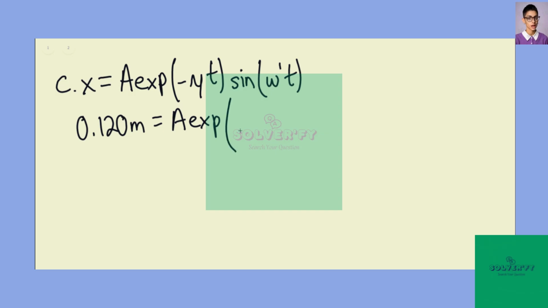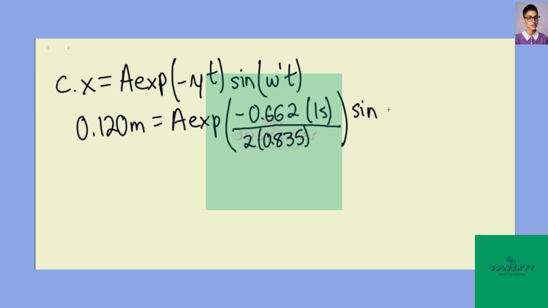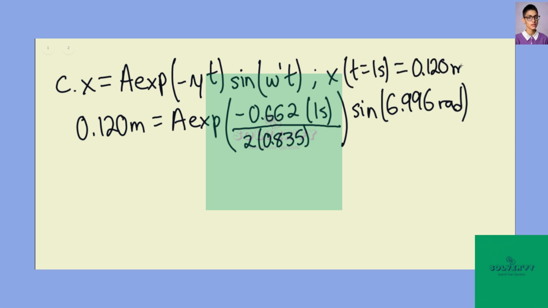times exp, or the exponential function, of negative 0.662 times 1 second divided by 2 times the mass of 0.835, sine of 6.996 radians. And so this is basically x at t equals 1 second equals 0.120 meters. That's how we're setting this equation up. And solving for A is simply going to be equal to 0.273 meters.